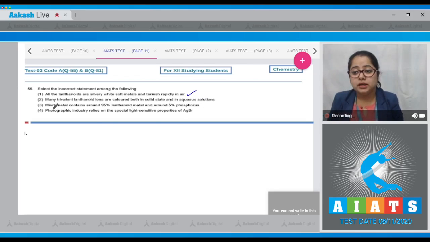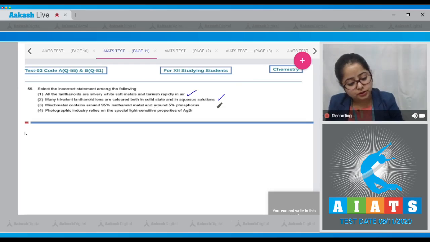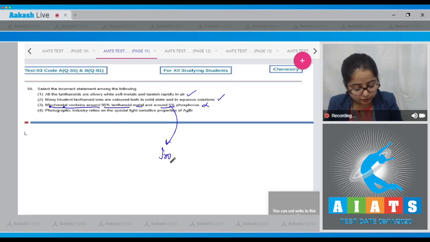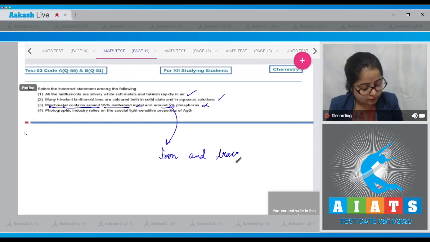Moving to next. Many trivalent lanthanoid ions are colored both in solid state as well as in the aqueous solution. Student, this is also a correct statement. Moving to next. Misch metal contains around 95% lanthanoid metal and around 5% phosphorus. Student, this is an incorrect statement, as we know that misch metal contains around 95% lanthanoid metal and around 5% of iron and traces of sulfur, carbon, calcium and aluminium.